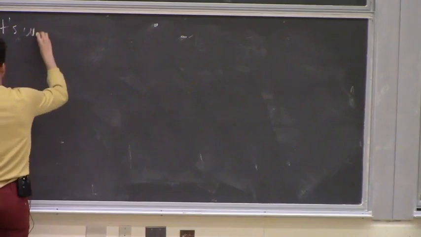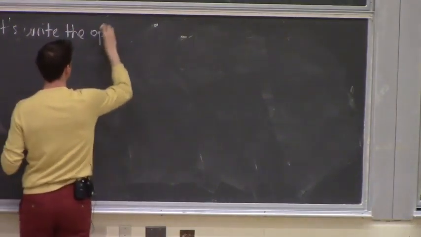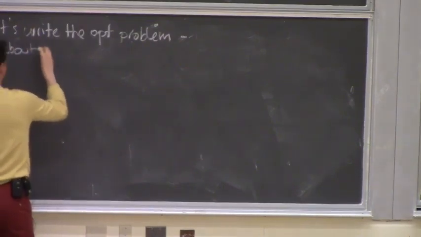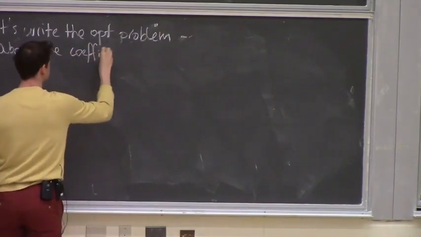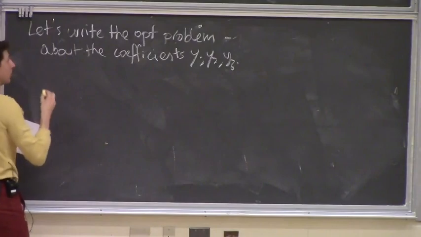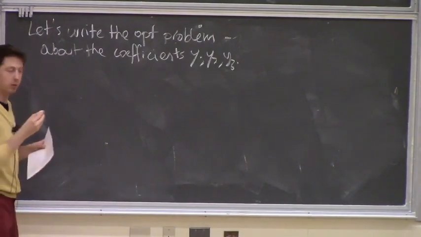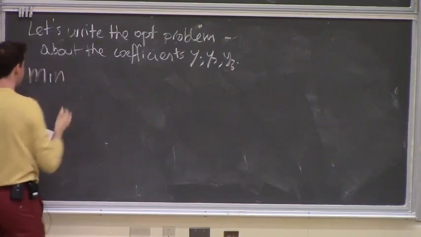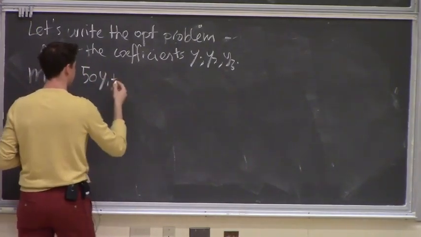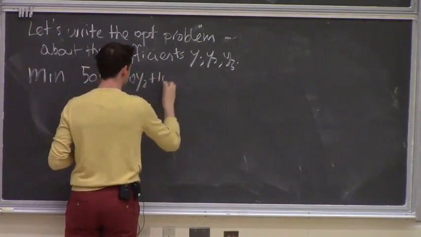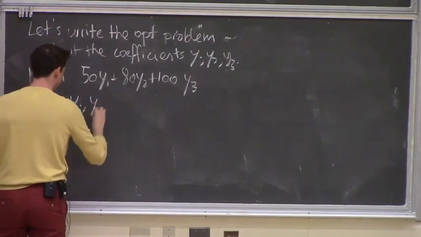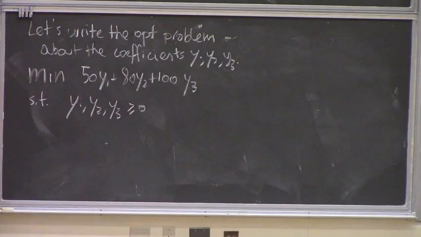So let's write the optimization problem about the coefficients y1, y2, y3. What I want to do, I want to minimize a certain linear expression. Which linear expression? That one over there: 50 y1 plus 80 y2 plus 100 y3. Subject to certain constraints. Well, first, I need these multipliers to be non-negative, right?